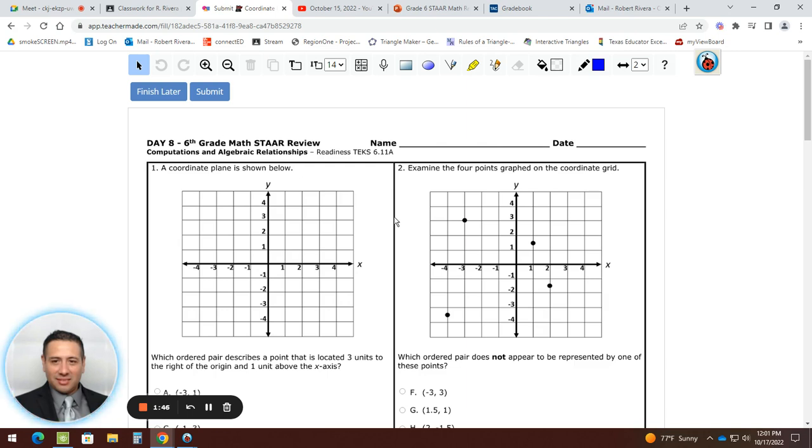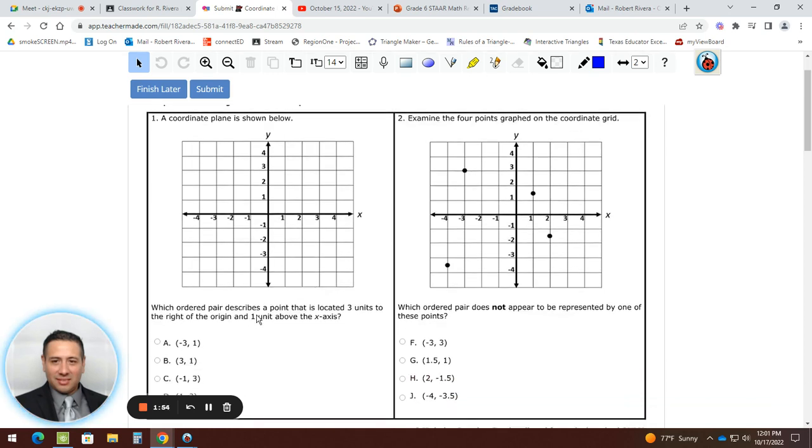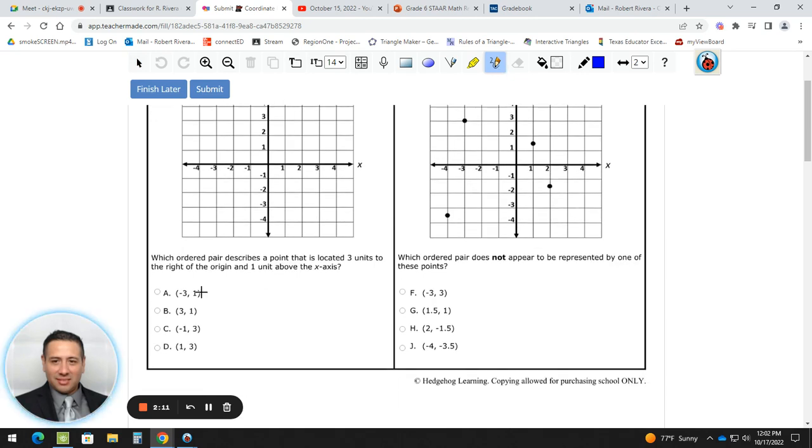Number 1 says, a coordinate plane is shown below. We already know that a coordinate plane is basically this. We talked about that. Which ordered pair describes the point that is located 3 units to the left of the origin and 1 unit above the x-axis? Right now I'm not going to worry about that. That's the question. But I want you to practice how to locate the points. So get the pencil. Click on the pencil.